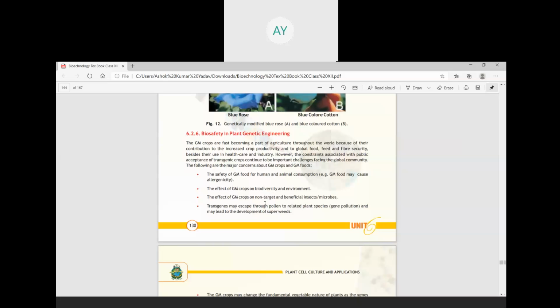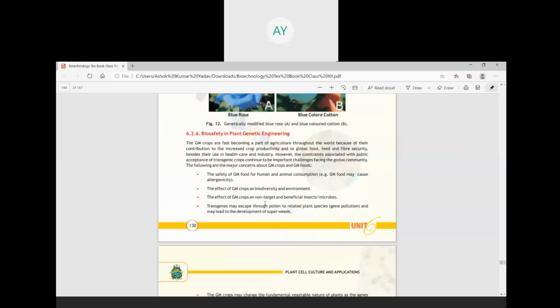It means we are also going to kill the beneficial pollinating insects and beneficial microbes that are used for nitrogen fixation, and for increasing the availability of sulfur and phosphorus for the plants in the soil. Due to the presence of those microbes in the soil, the plants are able to absorb more nitrogen, more sulfur, and more phosphorus from the soil. So this is the negative aspect, the effect of GM crops on non-target and beneficial insects.